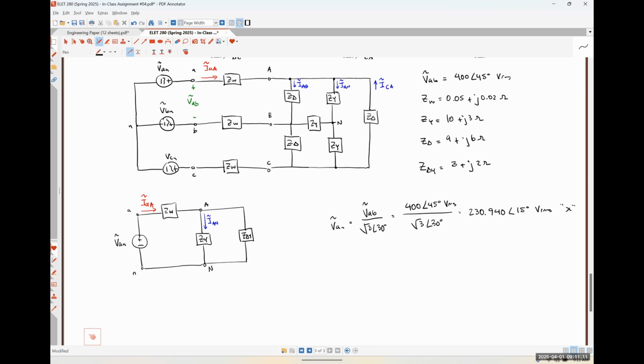So anybody have any questions, comments, or concerns about how we got lowercase VAN, our phase voltage of our source, by knowing what lowercase VAB, the line voltage of our source was? That's literally just that conversion factor that we've been using, okay? All right, so from here, I am open to suggestions about how we might solve for either of those two currents.